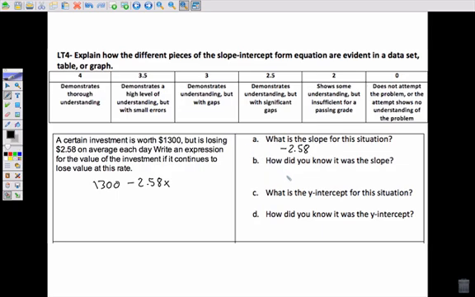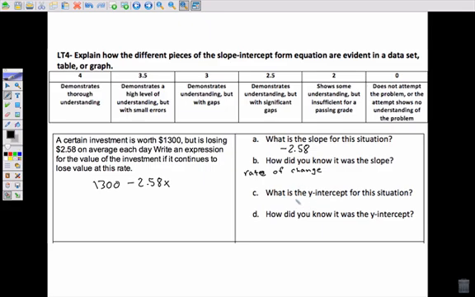And how did you know it was the slope? This is the slope because we can think of this as our rate of change. We can also think of this as being what is happening each time. If we were going to think of this in terms of a recursive routine, this would be like our rule. Okay? So each day it loses this much, and this is our starting value.